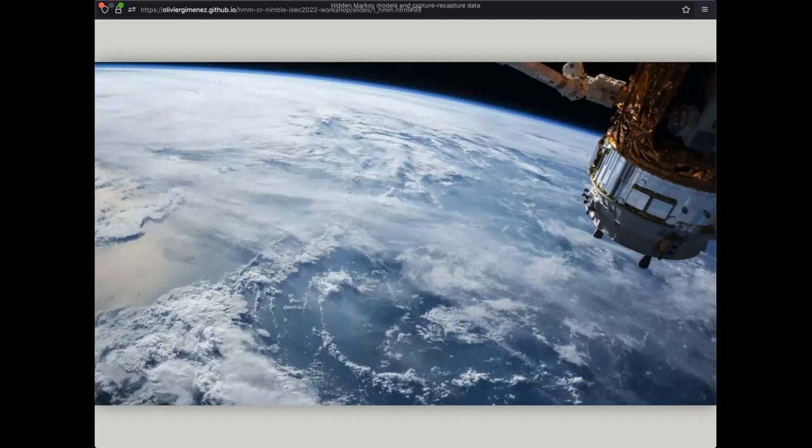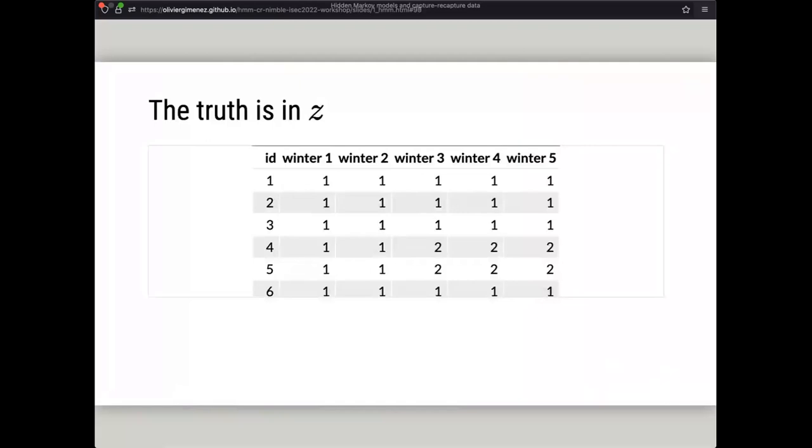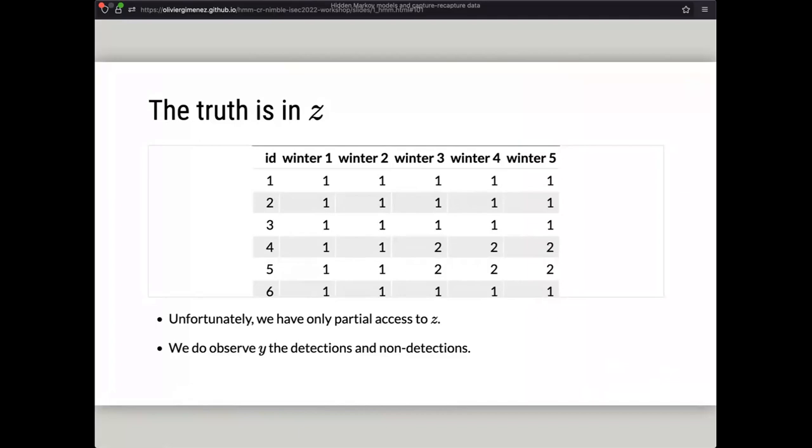Okay. That's the slide to illustrate the hidden Markov model. Some say that hidden Markov models have been used to guide satellites, where the position of a satellite is the true state, okay? But when the position is sent back to Earth, it comes with some error. So these are the observations. The detections are the observations, the positions of the satellites that are sent back to Earth, and the true position of the satellite is the state, alive or dead in our survival example. Okay, so the truth is in Z. That's what we had before. Unfortunately, we have only partial access to Z in real life. We do observe Y, detections and non-detections.